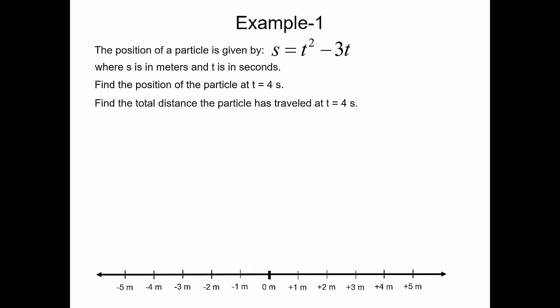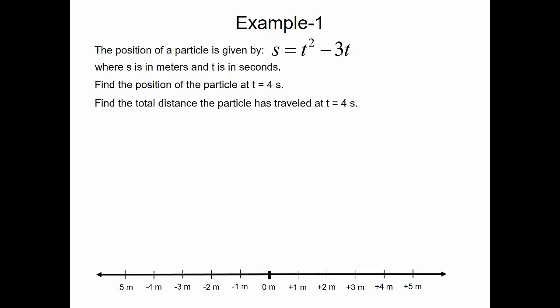Here's an example. Let's say that the position of a particle is given by the equation s equals t squared minus 3t, where s is in meters and t is in seconds. We want to find the position of the particle at a time of 4 seconds. We also want to find the total distance the particle has traveled at a time of 4 seconds.